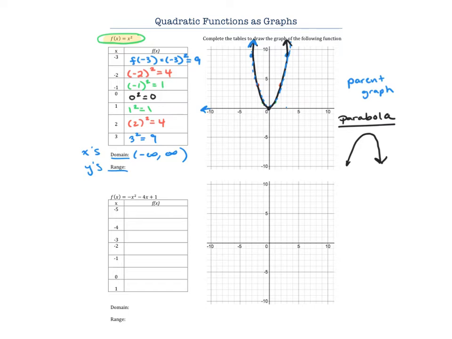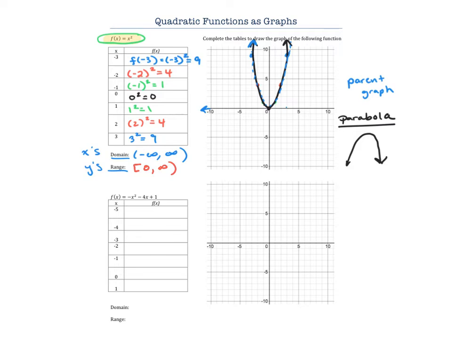Now my range is your y's. So you want to list it as your smallest y value to your biggest y value. And we taught you that you look at it coming from underneath, and there's my smallest y value. And then I have y values all the way up to infinity. So my range is going to be 0 to infinity.